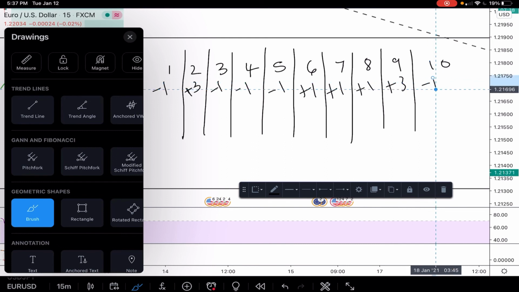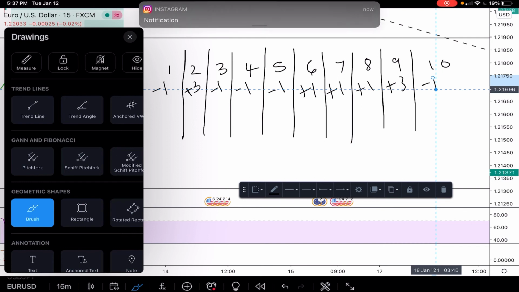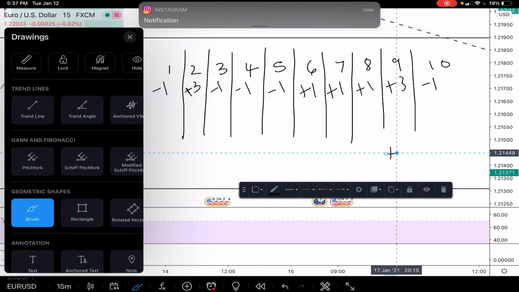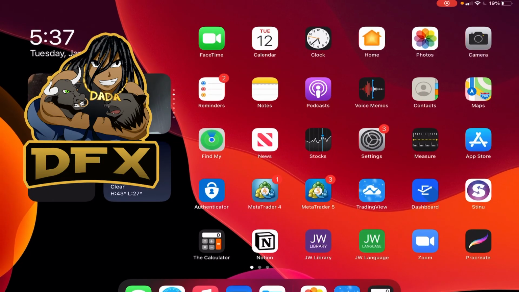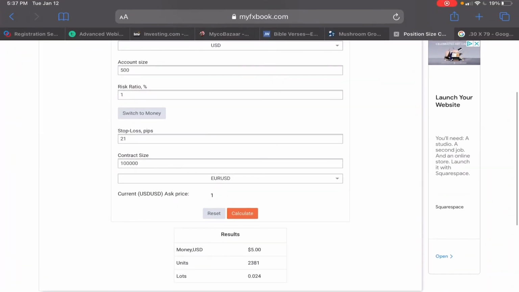You're losing a total of 5%? And you're gaining 9%. So 9 minus 5 is you winning 4% on that day. And 4% on a $500 account would be what? If $5 is 1%, you're winning what? $20 on that account. You're winning 4% on that account.